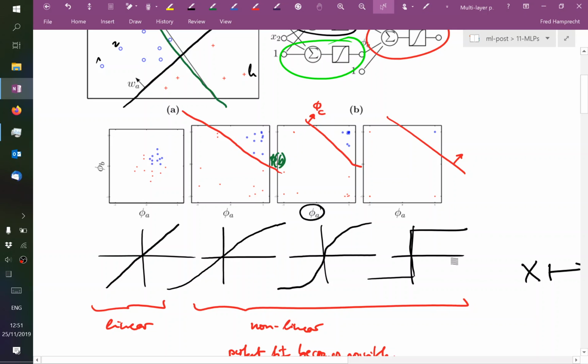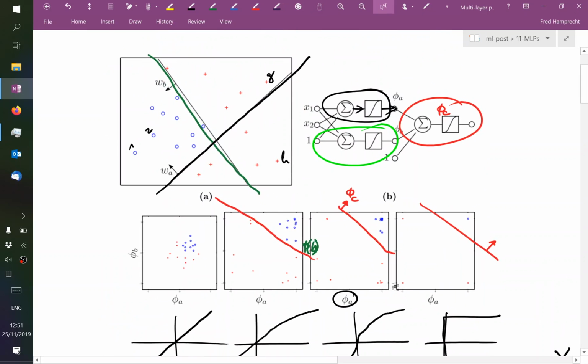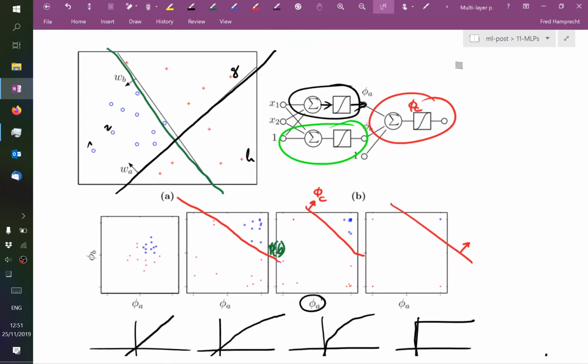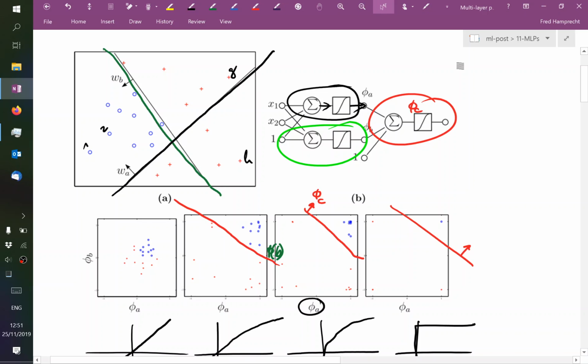Yes? If you could again explain how you choose your WA and your WB. Because, okay, now you can see when you separate them like this, you would see that in one fragment you have all the blue points, right? Excellent question. I will give you more details on Wednesday.